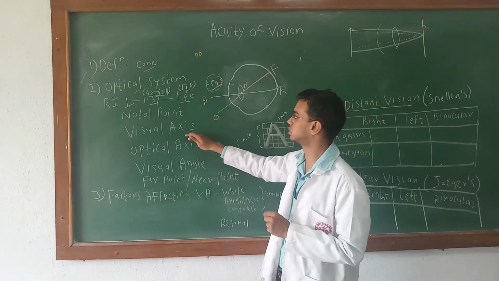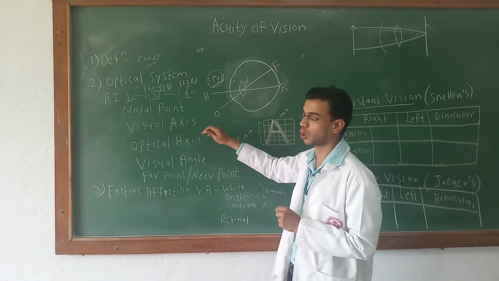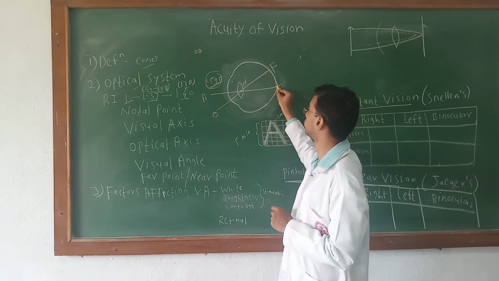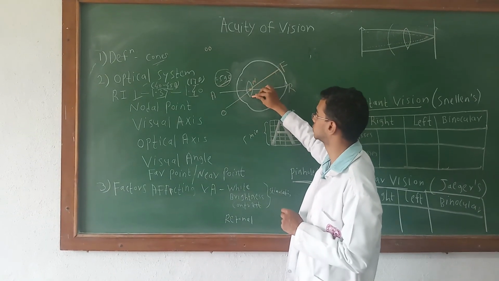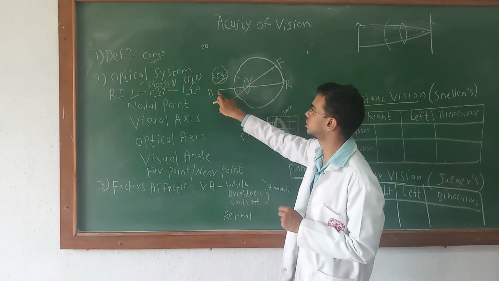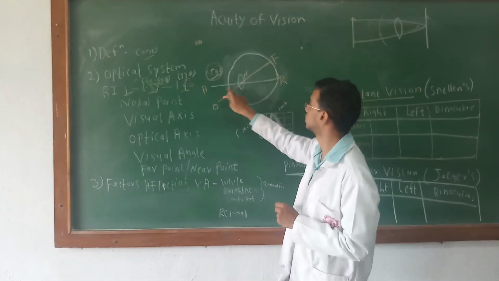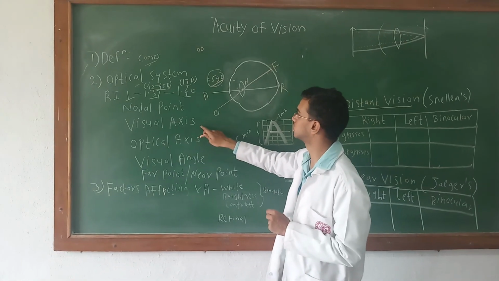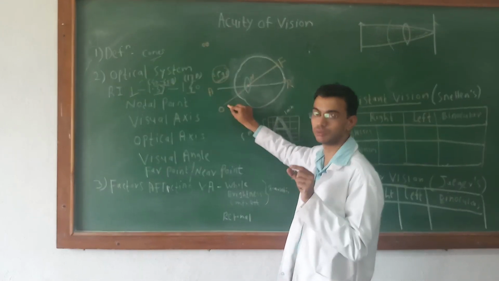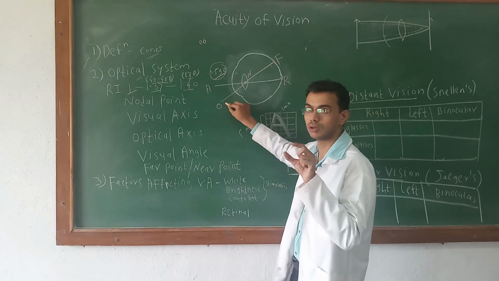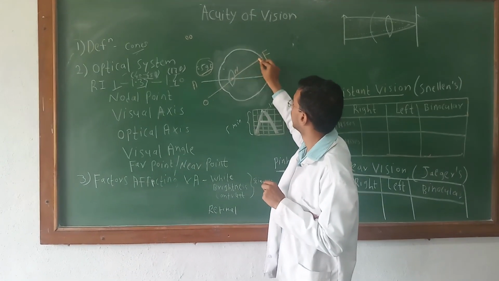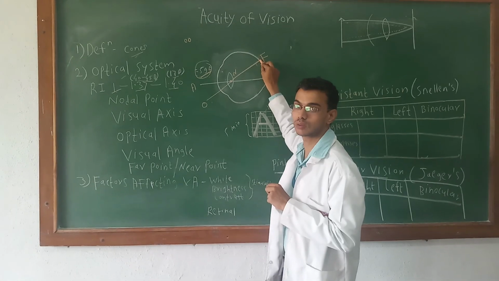Then the visual axis and the optical axis. The optical axis is the line passing through the center of all the refractive areas, for example the cornea and lens. In this diagram, R means retina. The line passing through the center of the refractive media is called the optical axis. The visual axis is the line passing from the center of the visual point, or center of the field of vision, for example O, through the nodal point and into the fovea, that is the center of the macula.